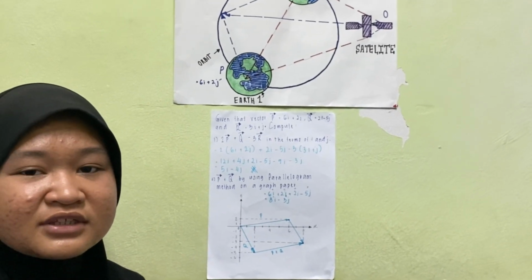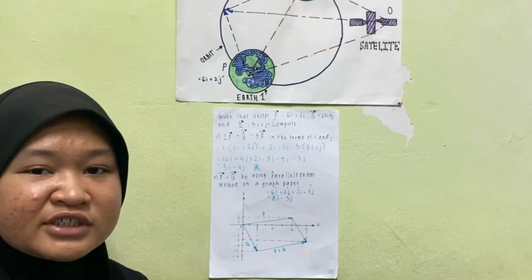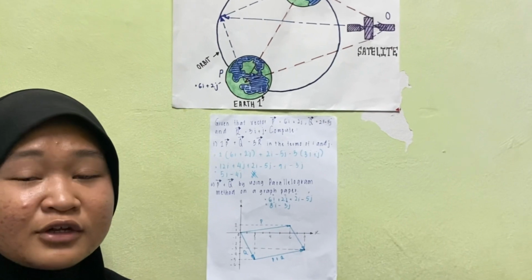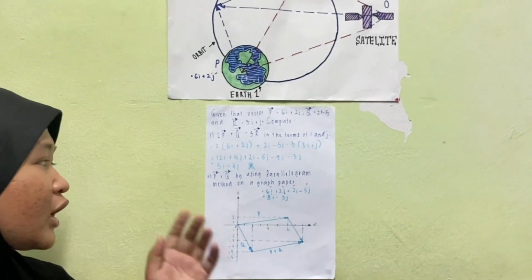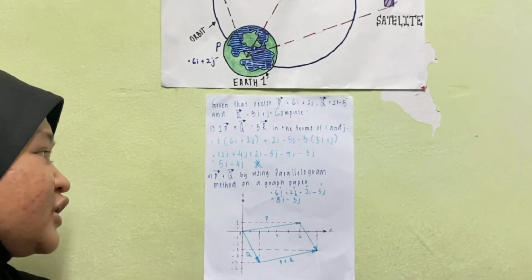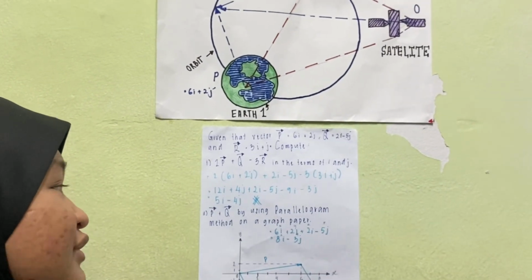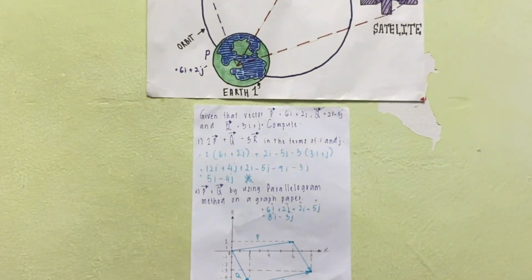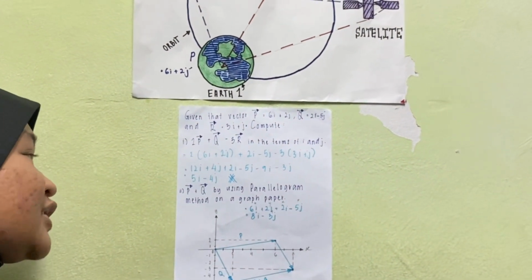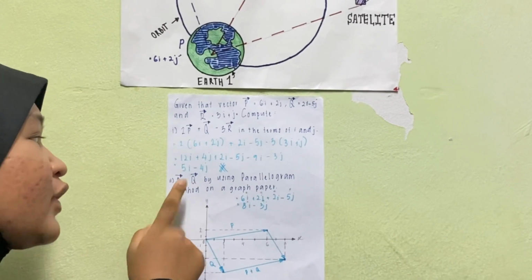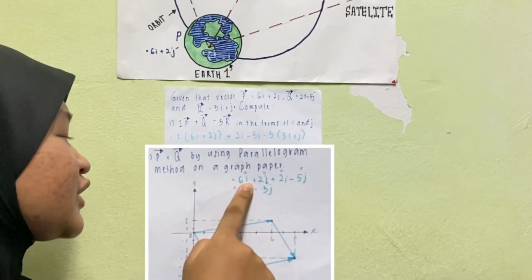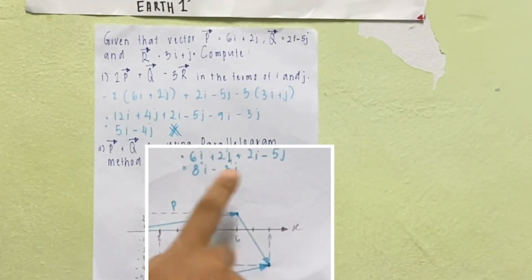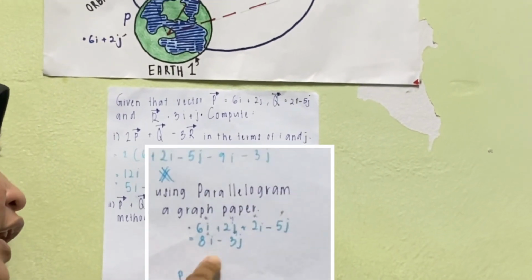Today I will be presenting our question, which is how do vector forces keep the satellite stable in orbit around Earth. I got the second question, which is P plus Q using the parallelogram method on graph paper. For this question, you just put in the values from the equation that you gave. So P, which is 6i plus 2j, plus Q, which is 2i minus 5j, is equal to 8i minus 3j.